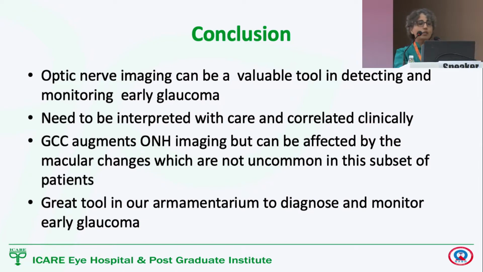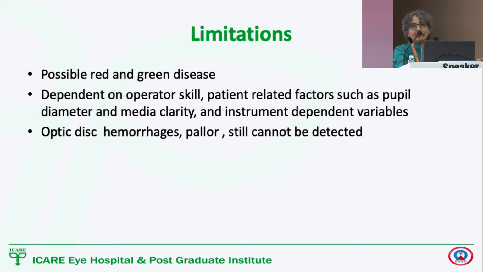So to conclude my talk, the optic nerve imaging can be a valuable tool in detecting and monitoring early glaucoma. It needs to be interpreted with care and correlated clinically. And I've tried to showcase as much as I could as to where you should not make mistakes to miss things. The GCC definitely augments your optic nerve head imaging findings, but can be affected by macular changes. So it's not really the prime area of concern. It can be added information to your RNFL measurements and a great tool in an armamentarium to diagnose and monitor early glaucoma.